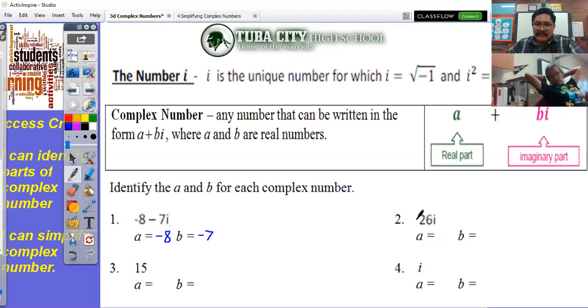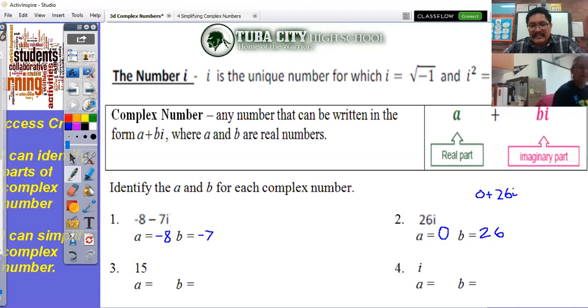So in this case here, the real number is what I'm looking for. There is no real number. So I'm going to put 0 here, because we could, if we really wanted to, expand it to 0 plus 26i, and the 0 would be the real part. And that would make the imaginary part 26. So there we go. You don't really need both parts. Sometimes you don't have to write the whole thing out.